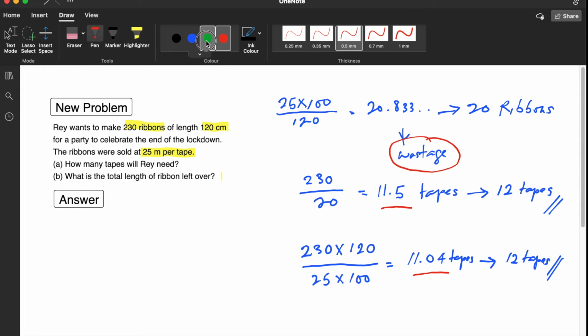Now let's tackle part B. What is the total length of ribbon left over? How do we do that? Now that we know we require 12 tapes, we can multiply that by 25. That will be the amount of tape that we have. And what is the amount that we're going to use? 230 ribbons, multiply that by 120, but we divide that by 100 because the unit for this one, 25, is meters. If you take your calculator, I believe you get a very nice round number, 24 meters.